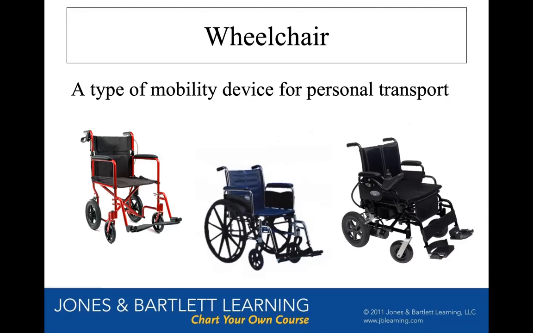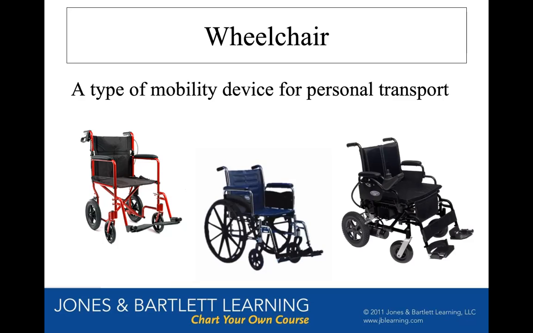So these are three different types of wheelchairs. Now, these are very, very basic types of wheelchairs. In terms of quality of what they can do for the patient, these are not very good wheelchairs at all, but they do have a place and a purpose. So let's go through what these different wheelchairs are. Let's start with the red one on the left-hand side of your screen.